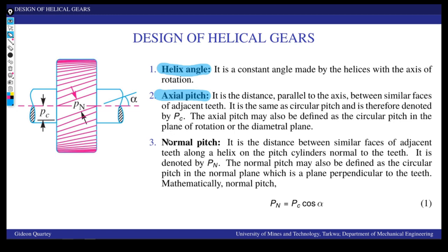The axial pitch may be defined as a circular pitch in the plane of rotation or the diametral plane. And then we also have the normal pitch. It is the distance between similar faces of adjacent teeth along a helix on the pitch cylinders normal to the teeth. It is denoted by PN. So for instance, we have this tooth on the gear and then this other one here. That distance between the two is called the normal pitch, and this distance is measured perpendicular to the inclination of the teeth of the gear. The normal pitch may be defined as circular pitch in the normal plane, which is a plane perpendicular to the teeth.